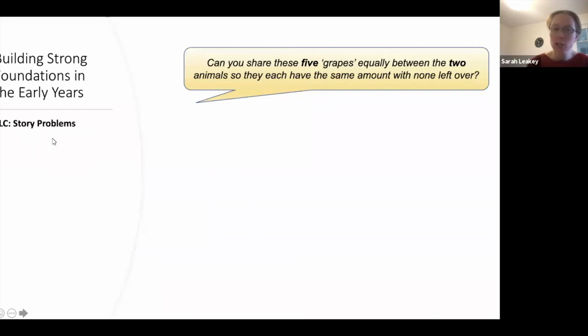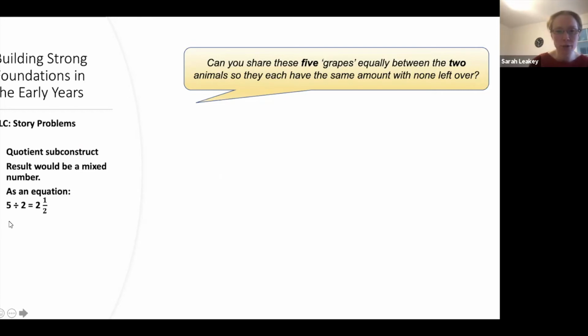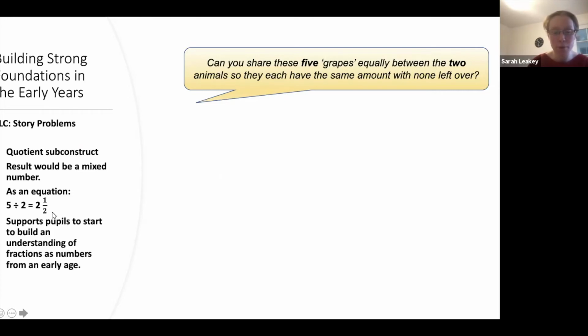So this was a story problem that was posed to a pupil in an ELC setting. It looks at the quotient subconstruct. So, can you share these 5 grapes equally between 2 animals so that each had the same amount with none left over? The result is a mixed number. As an equation, it looks like this: 5 divided by 2 equals 2.5. I'm not suggesting for a minute that you explore these equations with pupils in the early years, but this problem is perfectly appropriate. And this type of thinking supports pupils to build an understanding of fractions as numbers from an early age.